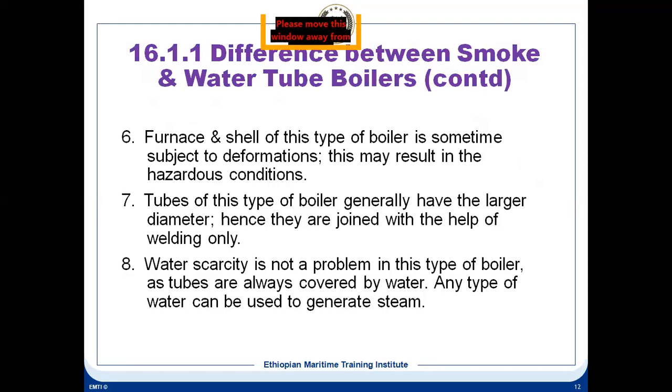Okay, coming back to this, the furnace and shell of a smoke tube boiler is sometimes subject to deformations because the water circulation in these kind of boilers is quite poor, especially in way of the OG ring. And if due to thermal stresses the furnace and the shell of the boiler starts deforming, that means basically the plating starts bulging. We could have cracks or even some explosions.